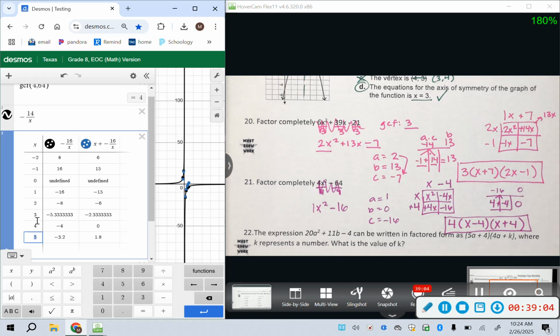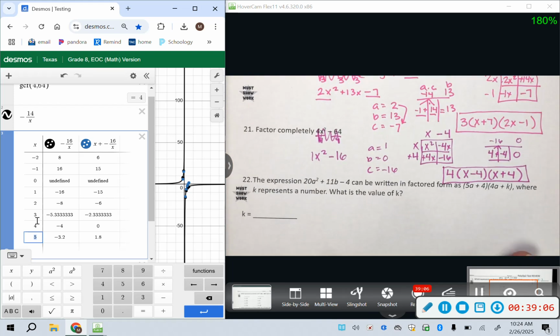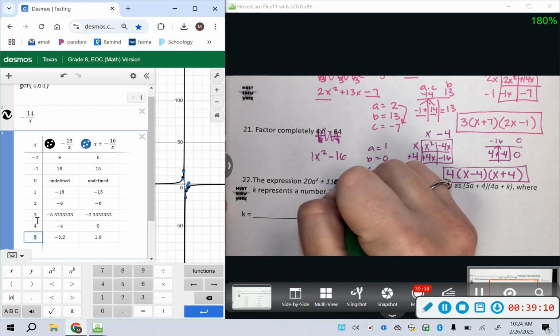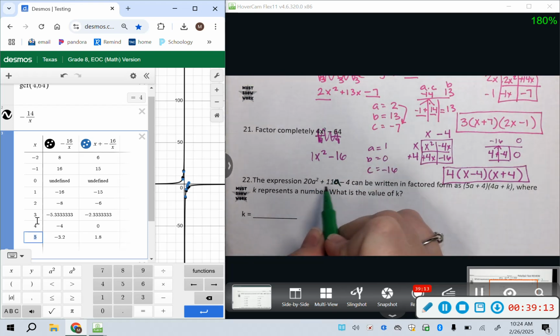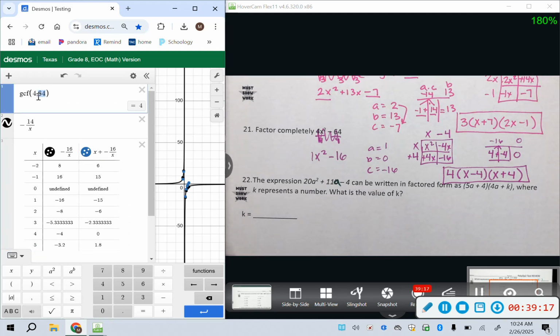Okay, last but not least, we have 22. So it says the expression. Now I want you to realize this should be an a. Sorry, y'all. Okay, so we have 20a squared plus 11a minus 4. So start with finding the GCF. 20, 11, 4 is 1. So I'm good to go. Find my a, b, c. So 20, 11, negative 4.